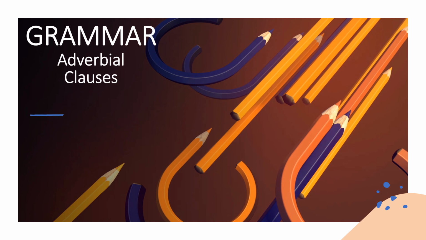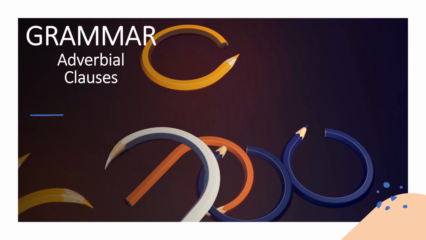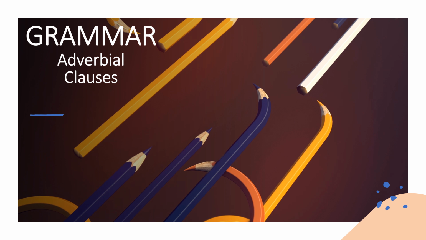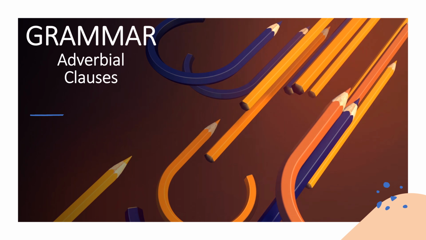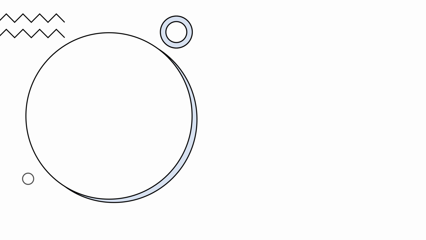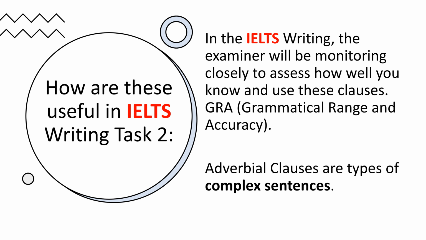In today's lesson, we will be reviewing one of the most important criteria in both IELTS writing and speaking, the grammar, more specifically the adverbial clauses. Now, how are these useful in IELTS Writing Task 2? In IELTS writing, the examiner will be monitoring closely to assess how well you know and use these clauses, the GRA, or the Grammatical Range and Accuracy.